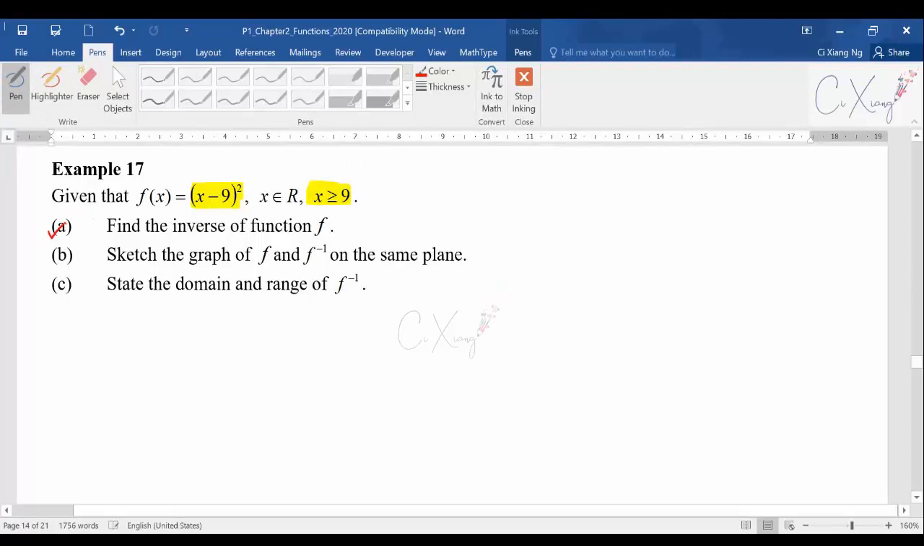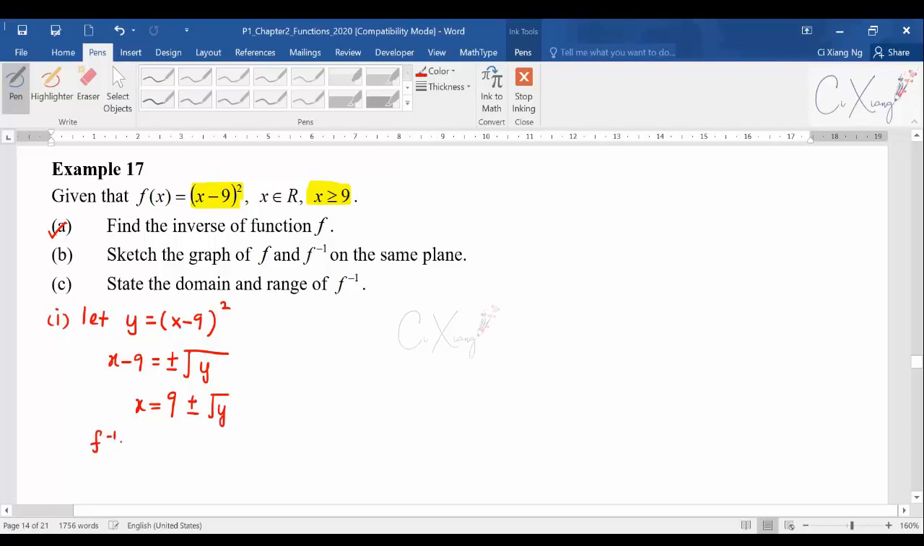Okay, so first part, they want you to find the inverse function of f. So how to find it out? When they ask you to find the inverse function of f, you no need to go and check whether it is 1-to-1 anymore. It is already a 1-to-1 function. No need to purposely go and check. Again, I'll let y equals to x minus 9 squared for part number 1. So I take the square root. I should include plus and minus sign. Then I'm having x equals to 9 plus minus square root y.